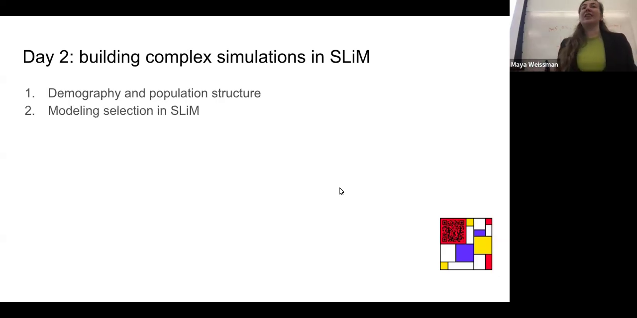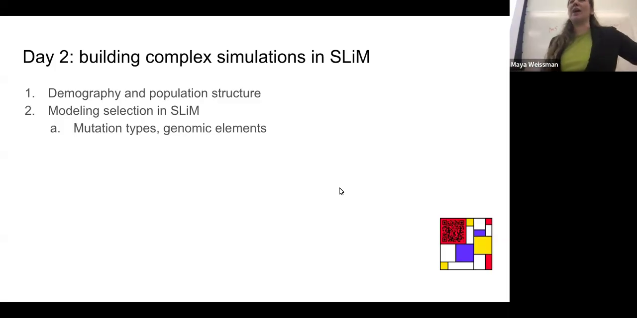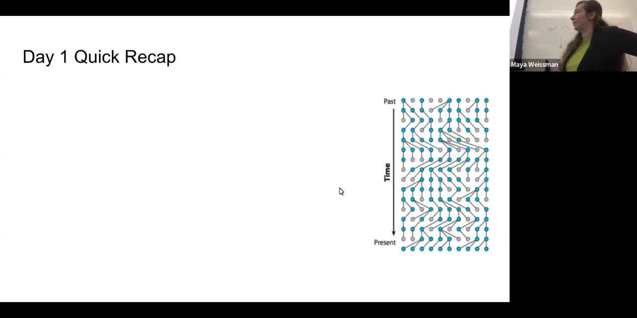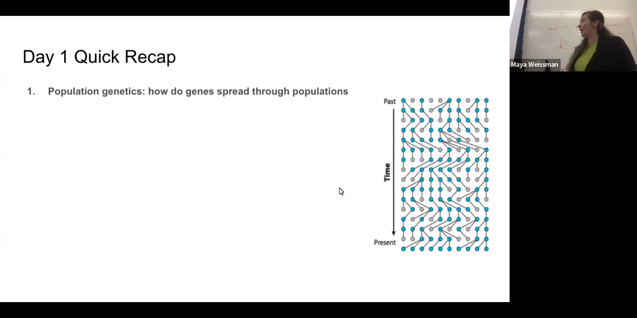Then we're going to talk about modeling selection in SLiM and spend our time thinking about a bunch of different kinds of selective scenarios. So we'll go through mutation types and genomic elements again. Then we'll talk about types of selective sweeps and how we might simulate those different kinds, and then context-dependent selection. I'm also going to do a quick recap, also based on what you all said during your exit tickets yesterday you were confused about.